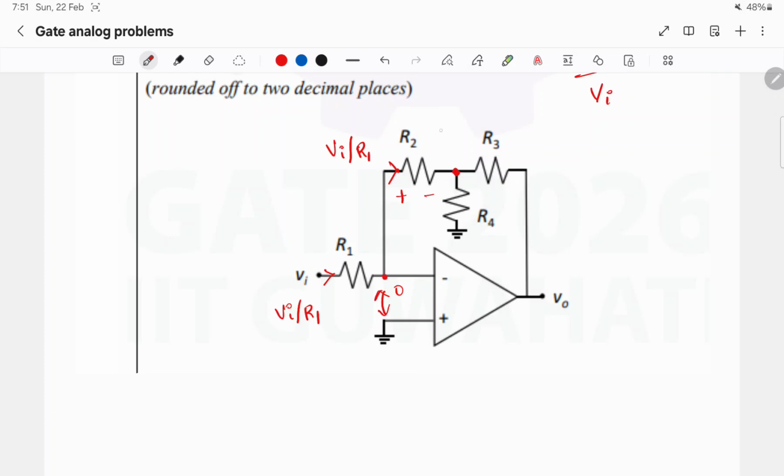minus Vi by R1 times R2, and this will be a negative sign. So the node potential at this point will be minus Vi by R1 into R2.